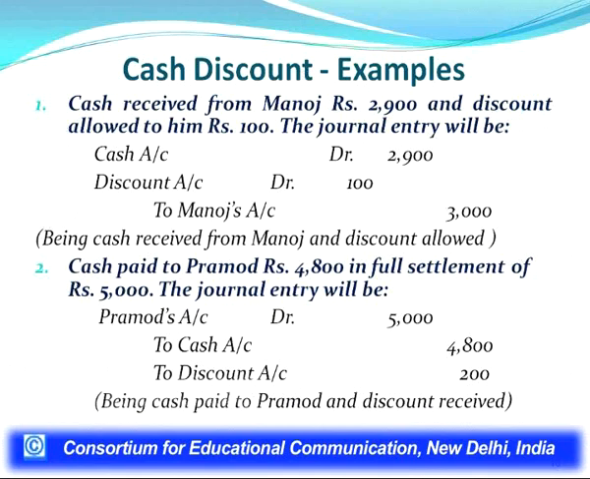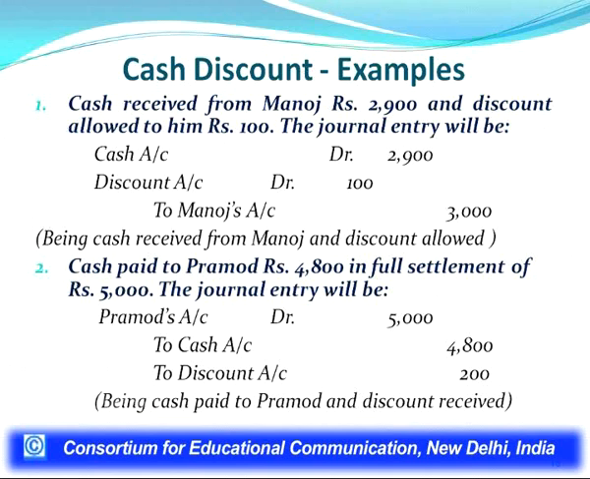We shall explain a few examples on the cash discount. Cash received from Manoj rupees 2900 and discount allowed to him rupees 100. So, what entry should be passed for this? It means that the total amount receivable from Manoj was 3000. We received 2900. So, cash is an asset, debit the increase.